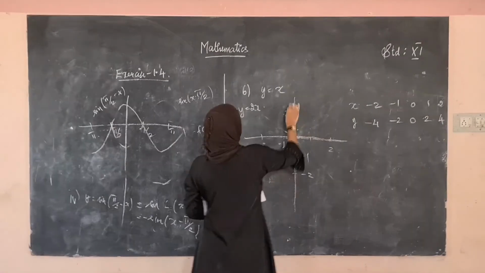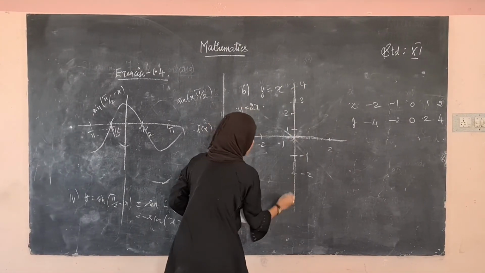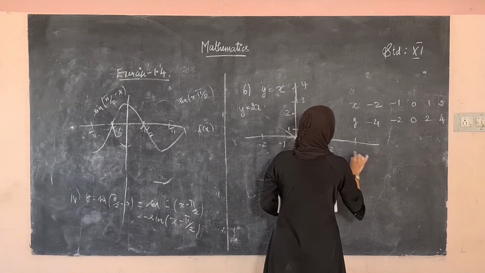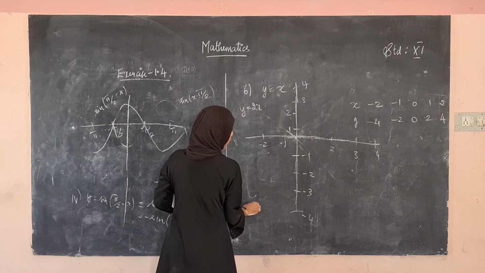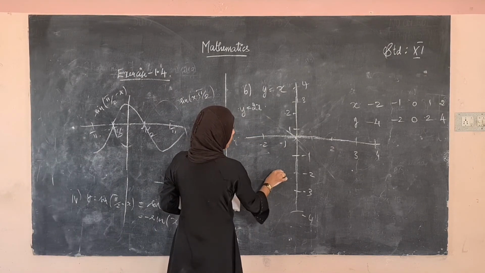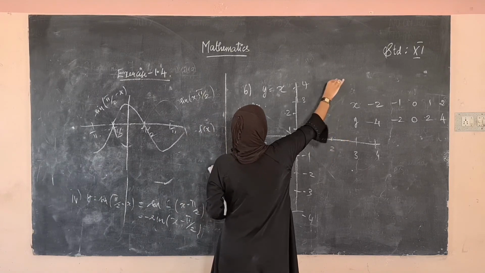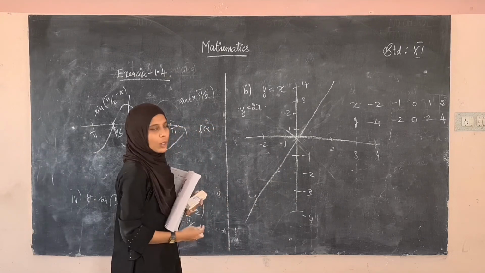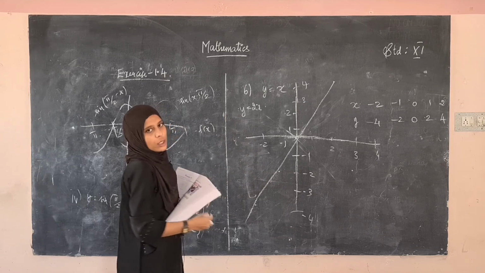For -2 the value is -4. For -1 the value is -2. For 0, 0. For 1 it is 2 and for 2 it is 4. The graph is like this. Okay, that is, it is slightly moved towards the y axis.